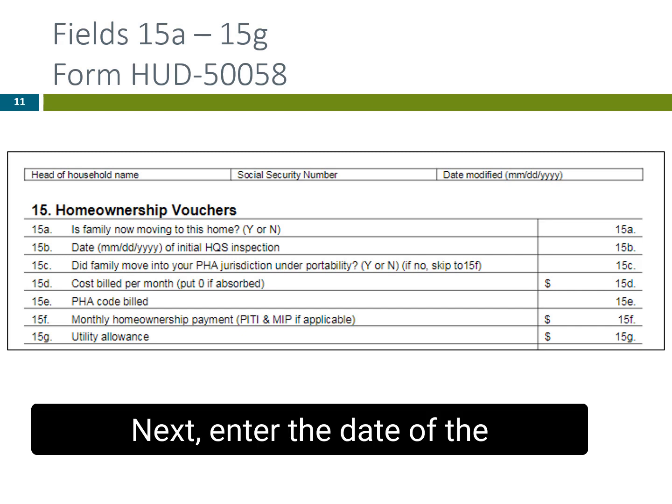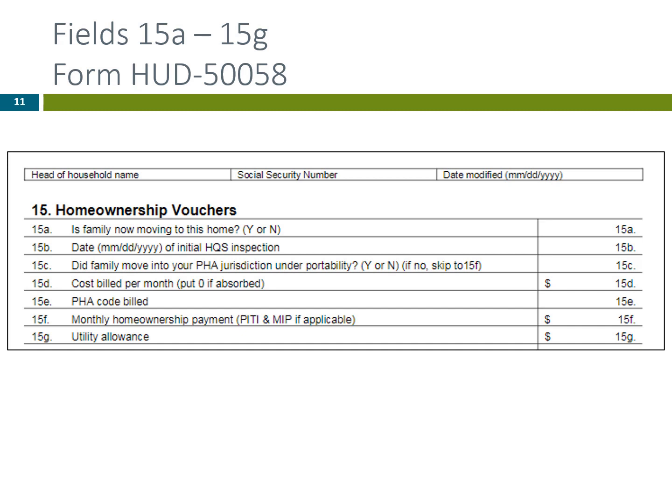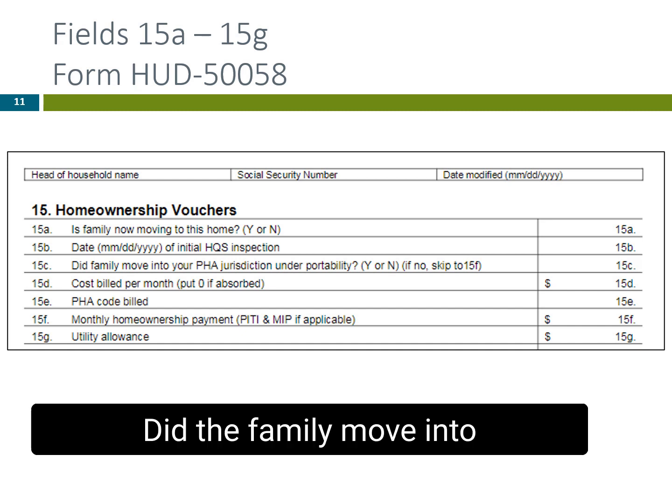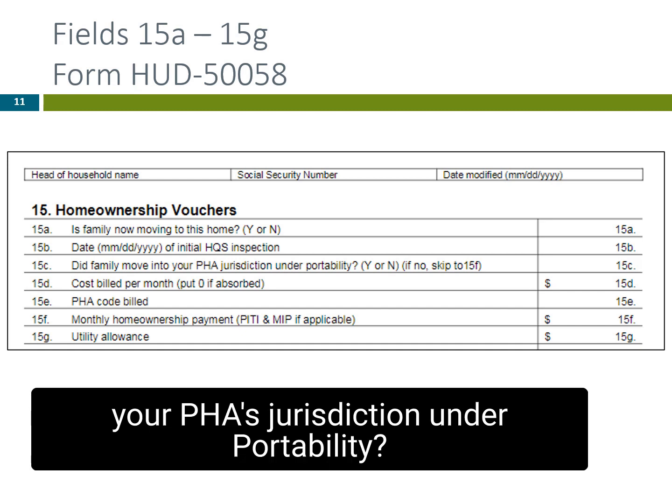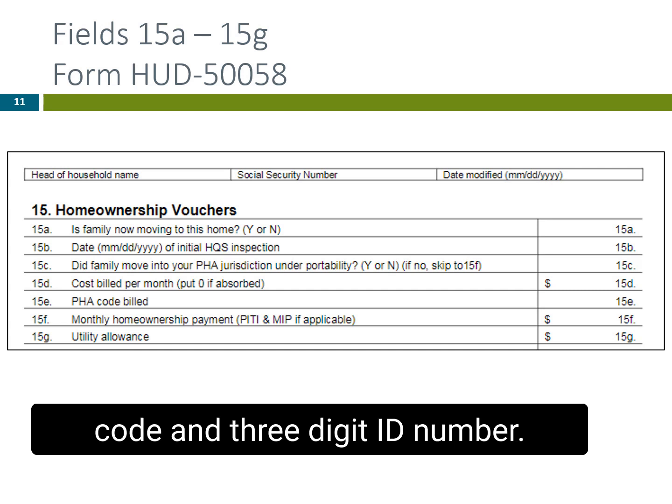Next, enter the date of the initial Housing Quality Standards inspection. Did the family move into your PHA's jurisdiction under portability? If portable, enter the monthly amount billed to the initial PHA under portability. If portable, enter the initial PHA's 2-letter state code and 3-digit ID number.